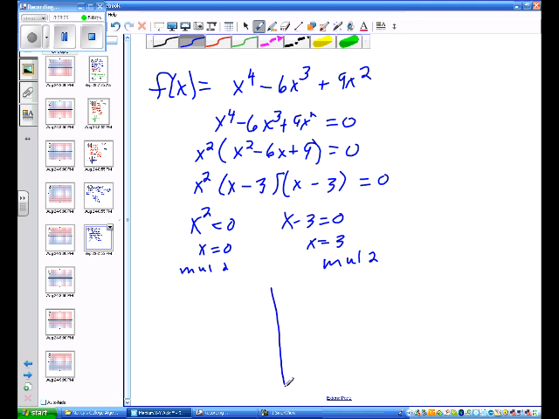Now, if we draw our graph, let's look at our end behavior first. This was an even degree and a positive coefficient. So that means our ends are rising in both directions. We have roots at 0 and at 3.